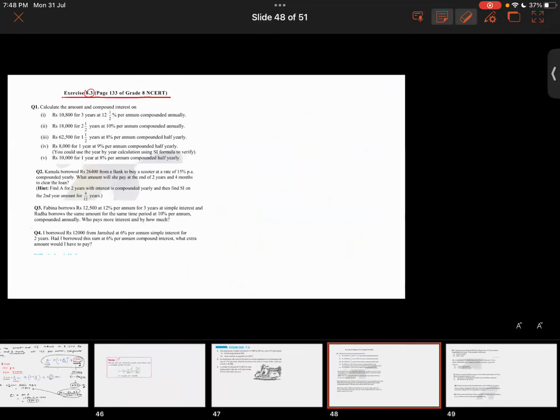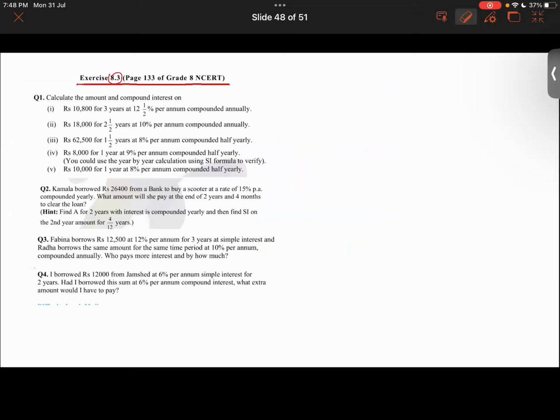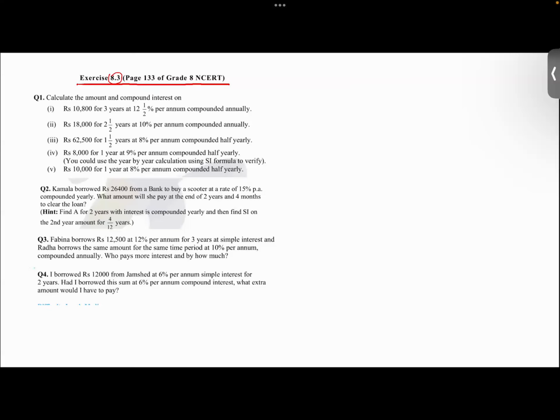All right, so let's start discussing the exercise. Previous exercises, have you solved them or not? Good. The first question says we need to calculate the amount and compound interest. It's a straightaway, very simple question. Just use the formula, put the values, and you will get your answer. Note that in almost all the questions, the basic formula we are going to use is the formula for amount.